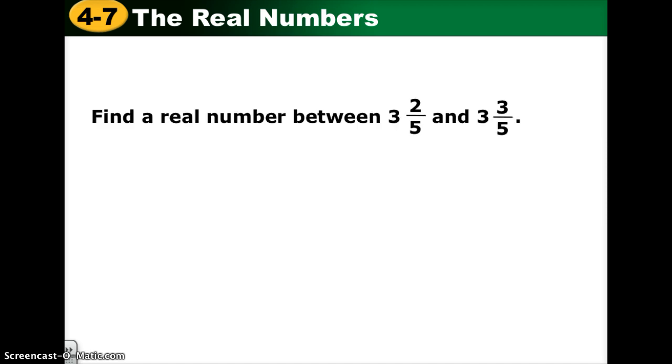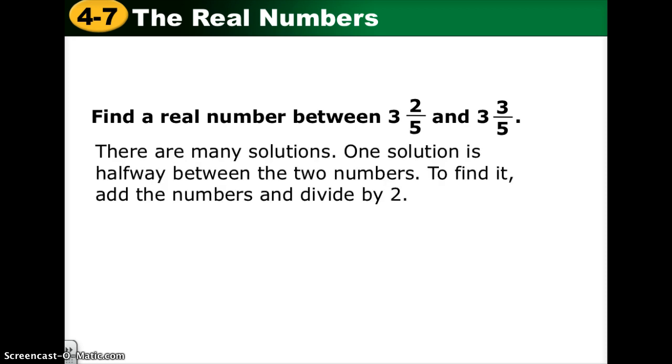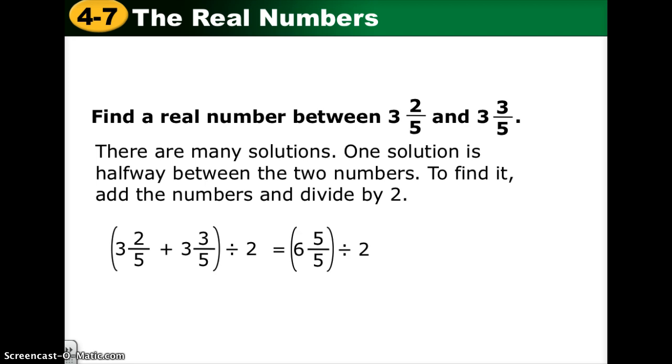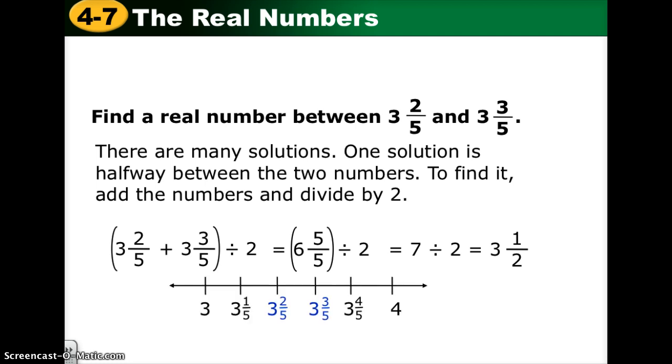So if we need to find a real number between 3 and 2/5 and 3 and 3/5, we have many solutions. One solution is halfway between the two numbers. So to find that, we take the average by adding the numbers and dividing by 2. 3 and 2/5 plus 3 and 3/5 is 6 and 5/5, which is the same as 7, and 7 divided by 2 is 3.5. So that would be a real number between those two values. And you can see, looking at a graph, it would fall halfway in between.